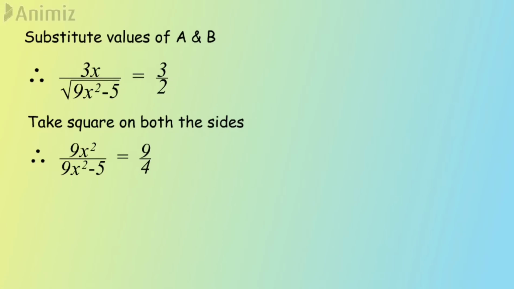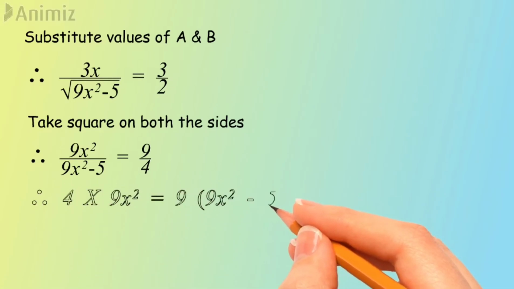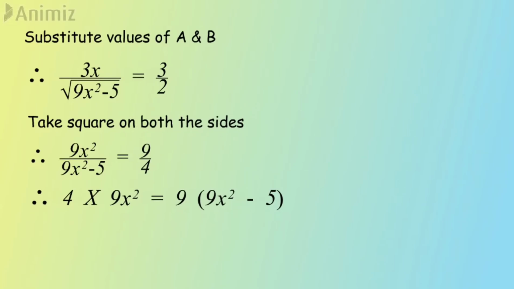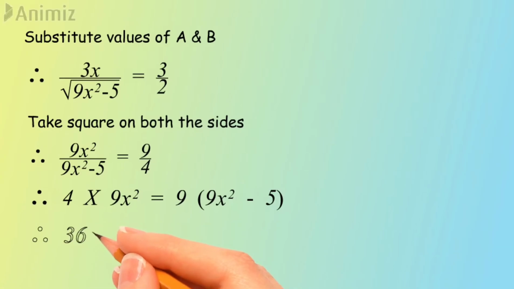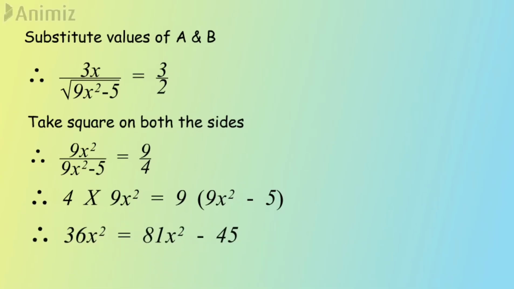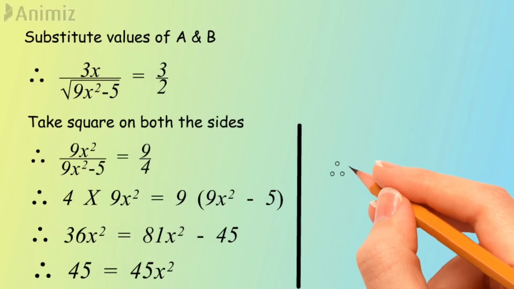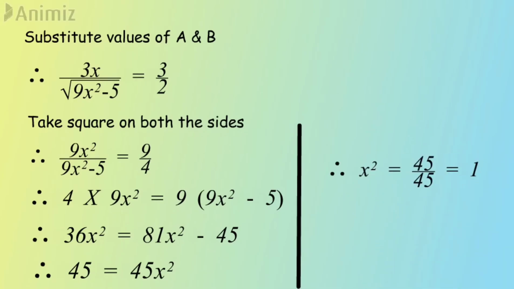For simplification, 4 will get multiplied with 9x square, and 9 will get multiplied with the bracket 9x square minus 5. On simplification, you will get 36x square equal to 81x square minus 45. Bring the x square term to one side. Your 45x square will be equal to 45. So your x square will be 1. Now, when you take the square root, the square root of 1 is plus minus 1.